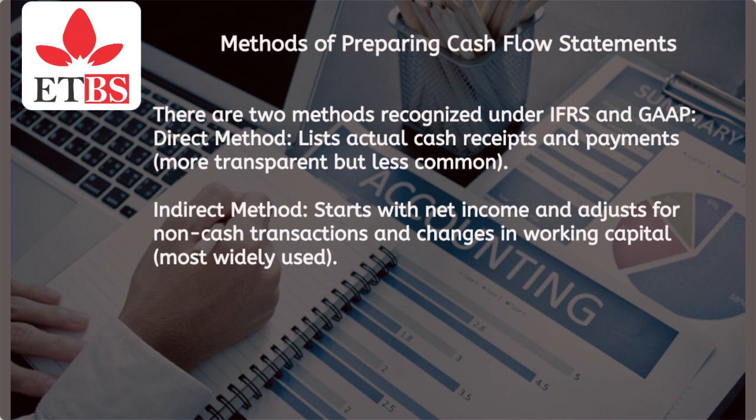Most widely used. Example: indirect method, net income, 2 million naira. Add depreciation, 500,000 naira. Subtract increase in accounts receivable, 800,000 naira. Add increase in accounts payable, 600,000 naira. Net cash from operations equals 2,300,000 naira.